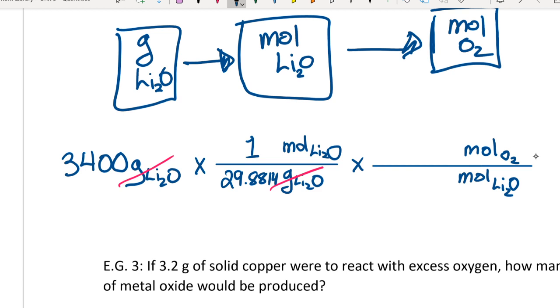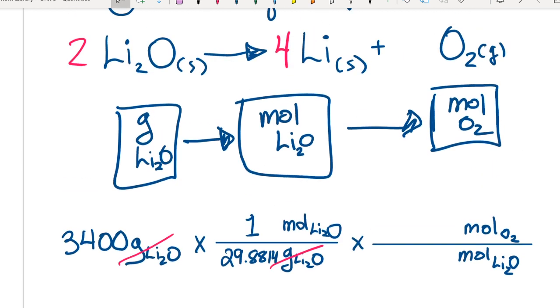Does this make sense? And now, where am I going to get these numbers? Well, you just told me. You just told me that if I had 2 billion lithium oxides, I'd get 1 billion oxygen. Where did you get those numbers? Yeah, from the balanced chemical equation. And specifically, we know that 2 lithium oxides give me how much oxygen? 1 oxygen. Does that make sense?